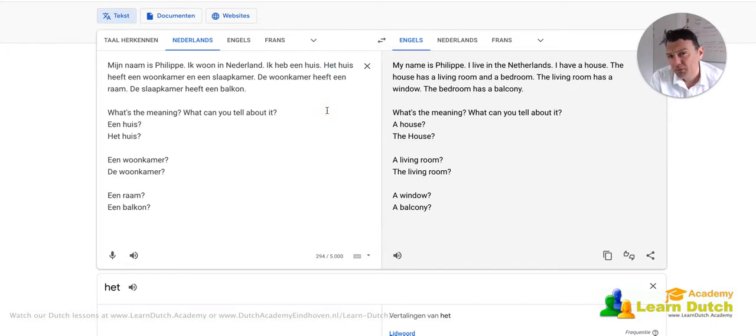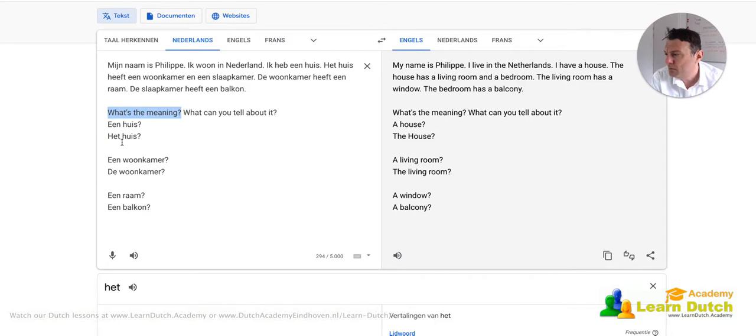Now I have a question for you. Een huis, het huis. What is the meaning of this een huis and het huis? What can you tell me about it? Een woonkamer, de woonkamer, the same question. Een raam en een balkon. Could you please tell me the meaning?